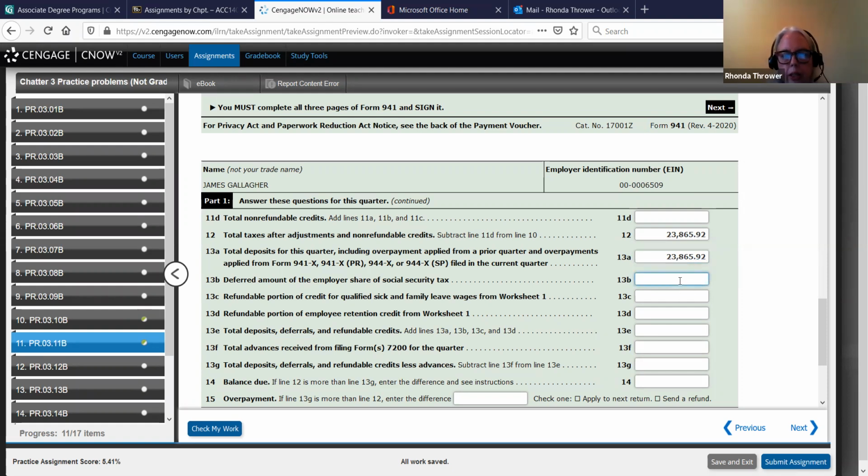We don't know anything about any deferred amount. They didn't tell us any of that. There's no sick leave and family leave. There's none of that to deal with. The total deposits, we're going to add lines 13A, and the rest of those were 0. So the total deposits is $23,865.92.